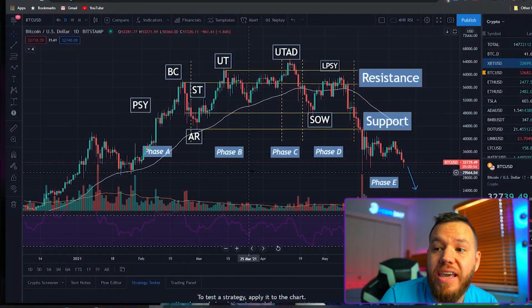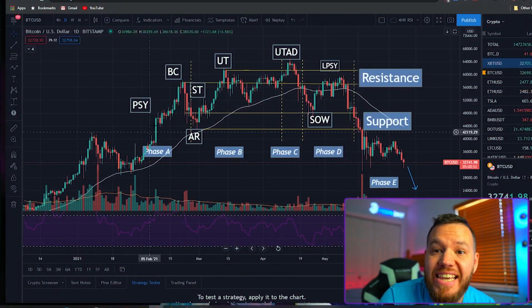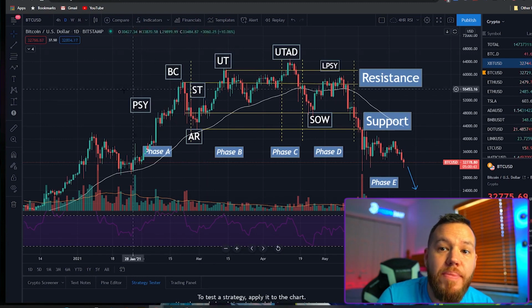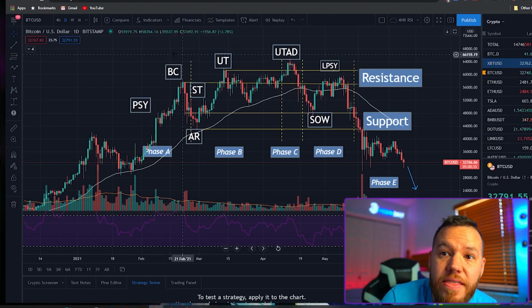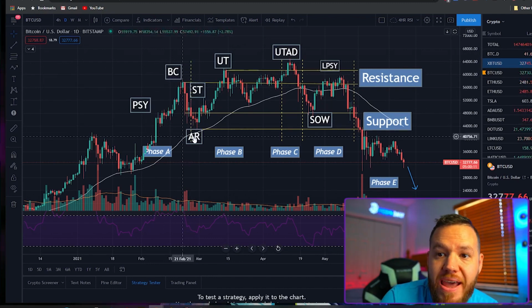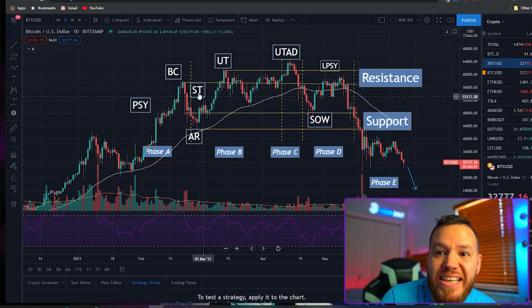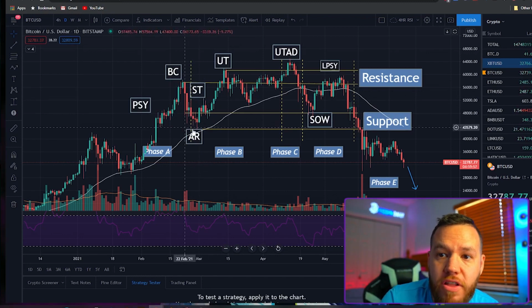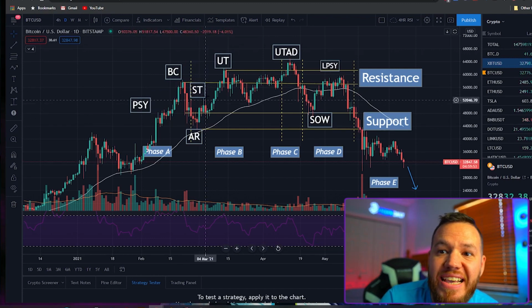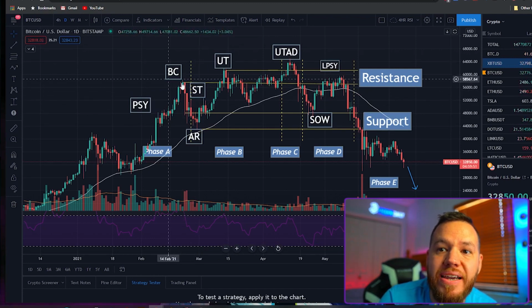So here we're looking at the Bitcoin chart in the daily time frame, okay? So in phase A, you can see here the preliminary supply and then the buying climax before getting the automatic reaction here, dropping us back down. After the automatic reaction, we bounce back up from support and have a secondary test near the buying climax zone.